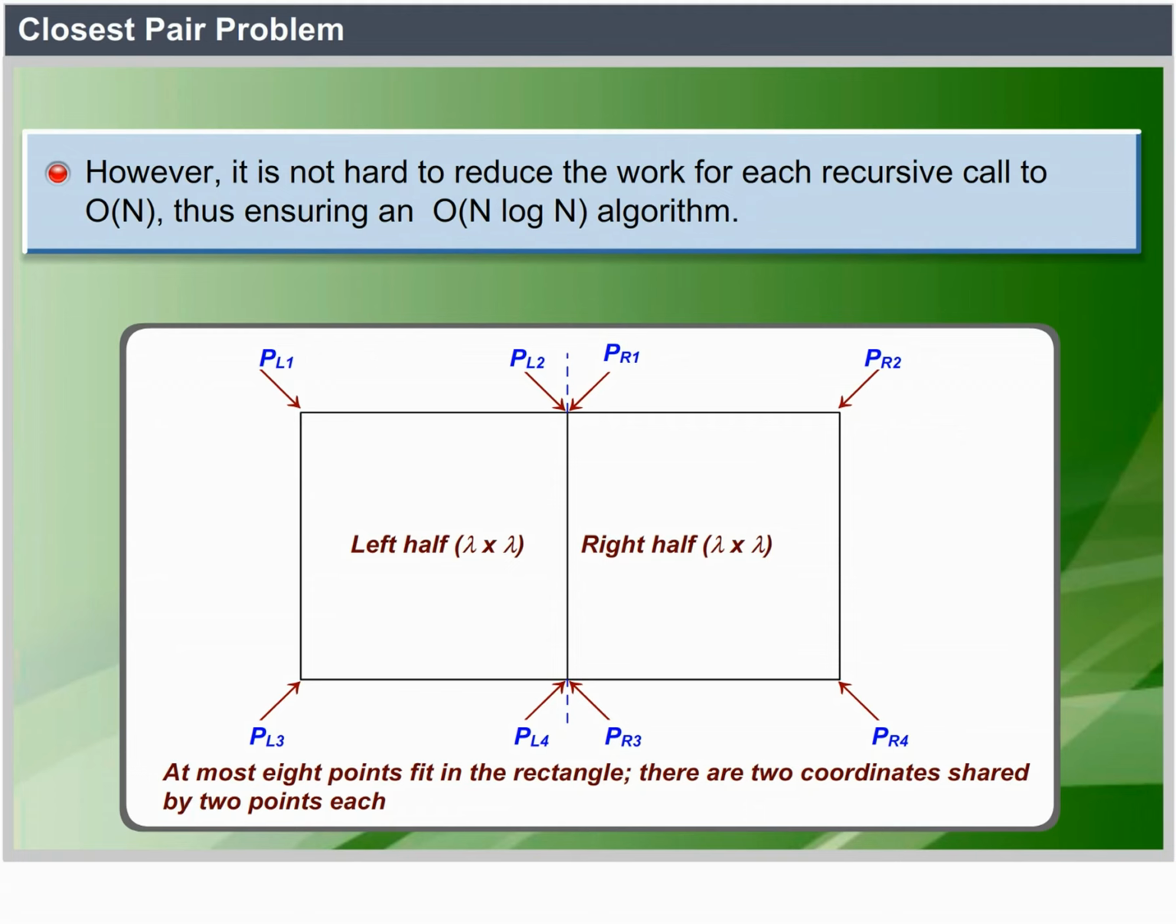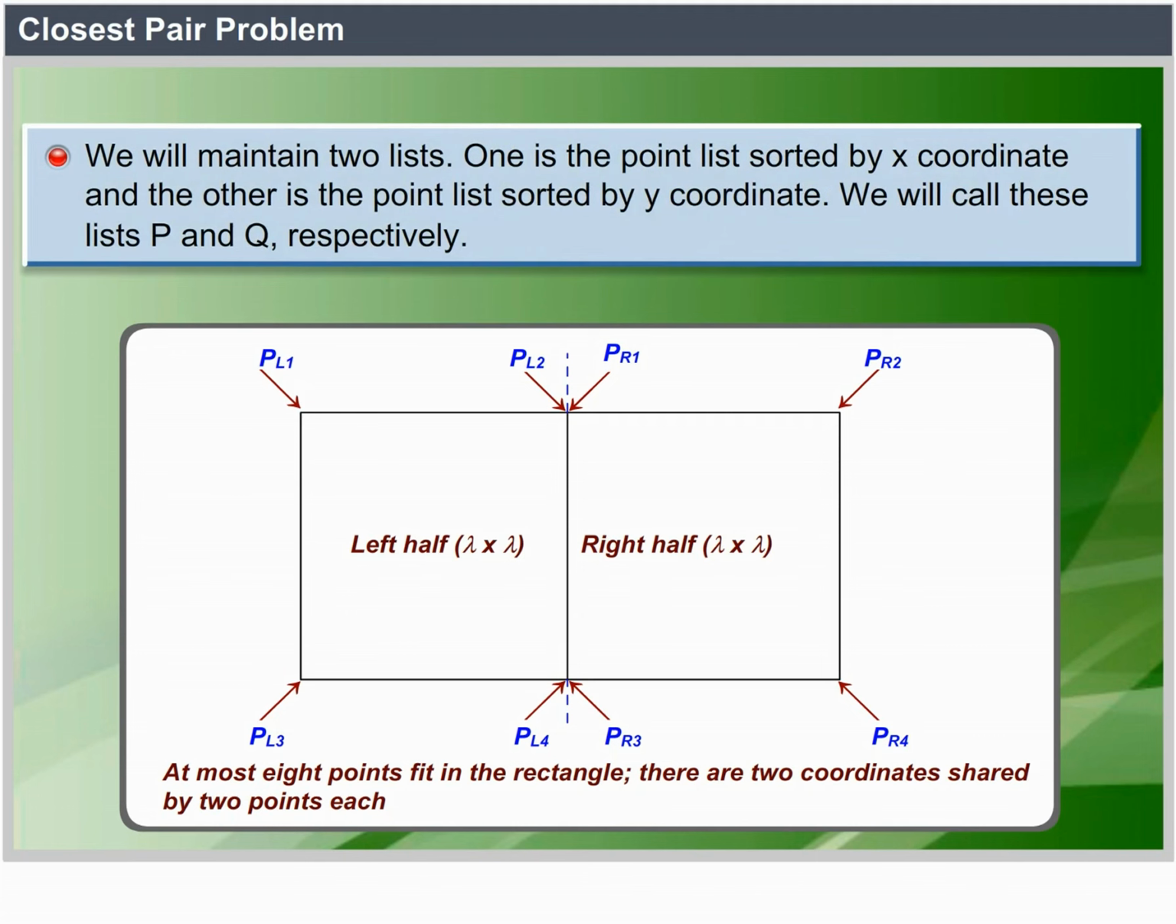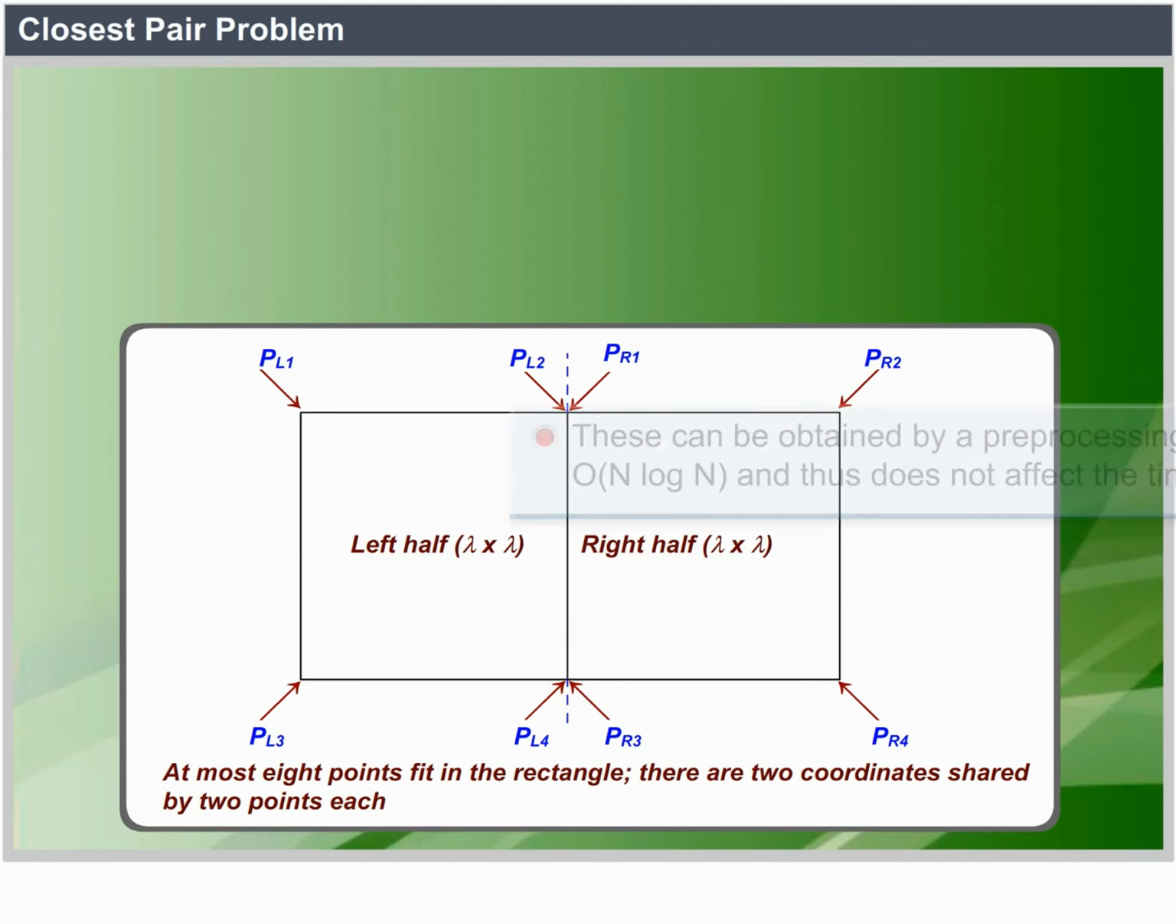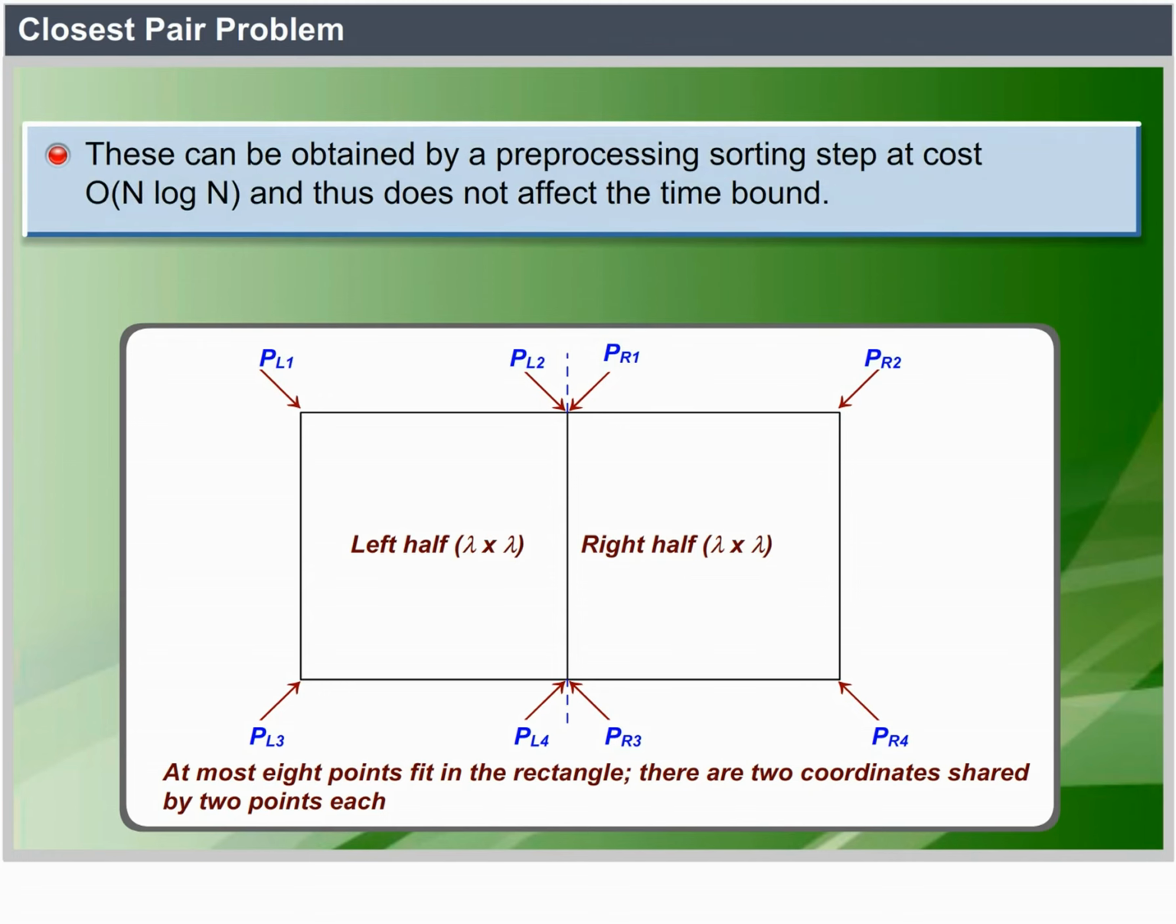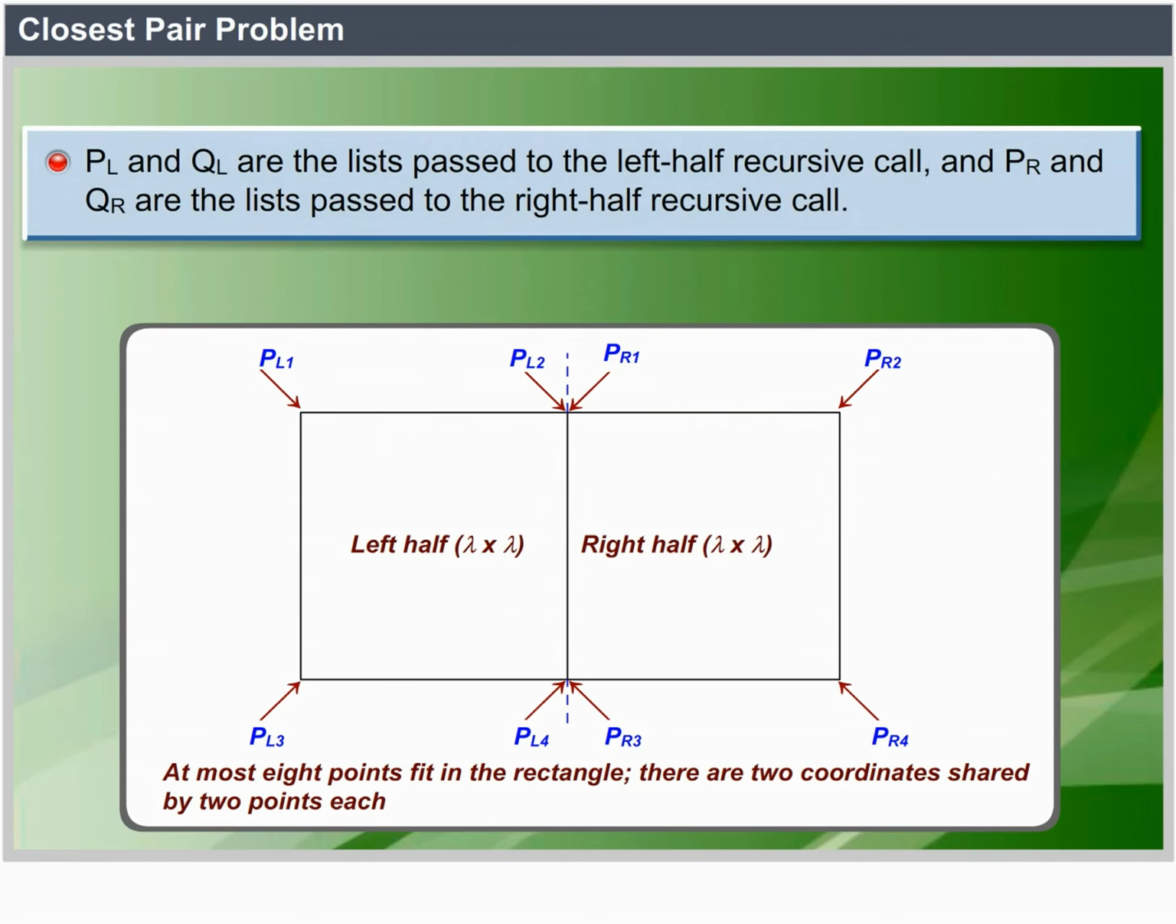We will maintain two lists. One is the point list sorted by x coordinate and the other is the point list sorted by y coordinate. We will call these lists P and Q respectively. These can be obtained by a pre-processing sorting step at cost O(n log n) and thus does not affect the time bound. PL and QL are the lists passed to the left half recursive call and PR and QR are the lists passed to the right half recursive call.